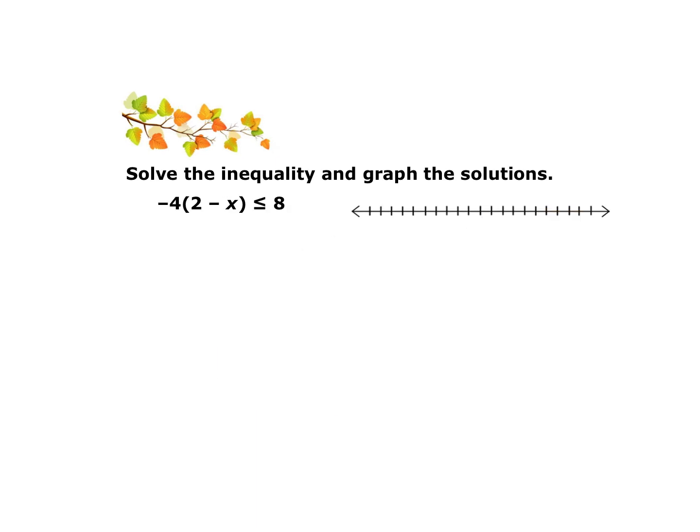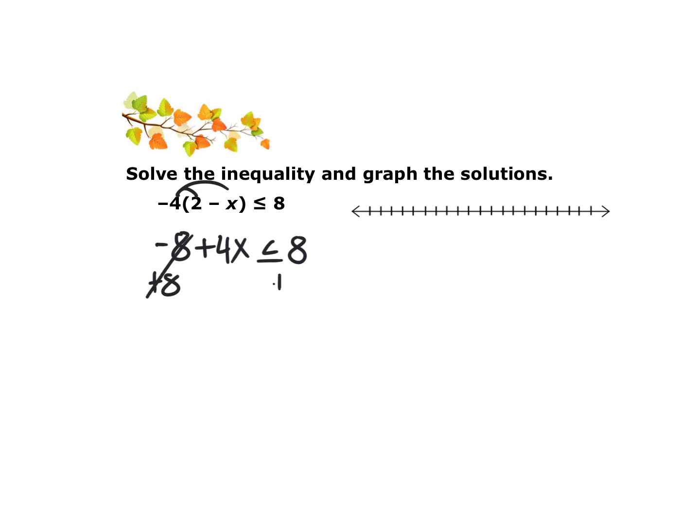We want to multiply the negative 4 first. We're going to distribute it to the 2 and to the negative x. So negative 4 times 2 is negative 8. Negative 4 times negative x is just positive 4x. Remember, when you multiply two negatives, they become a positive. Is less than or equal to 8.